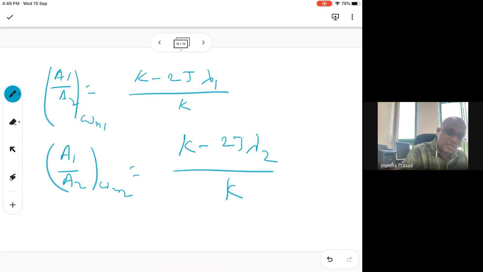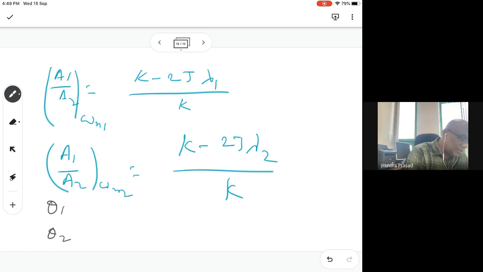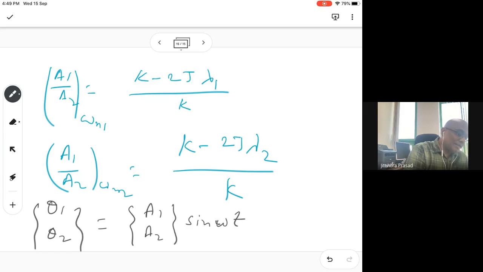Your value that you get for x1, x2, in this case theta 1, theta 2. So basically you can write theta 1, theta 2 will be equal to A1, A2, and then sine omega t, right? And this is the solution you get, where A1 over A2 is a constant c, or some other constant, say alpha. So actually this theta 1, theta 2 is the free vibration. This is given by this, where alpha is a number.